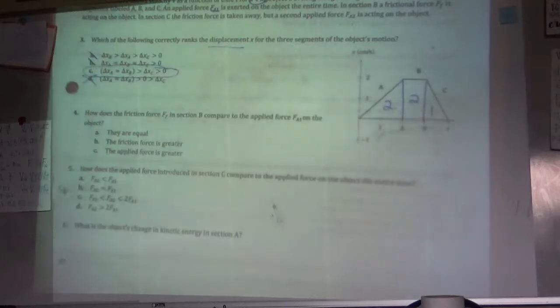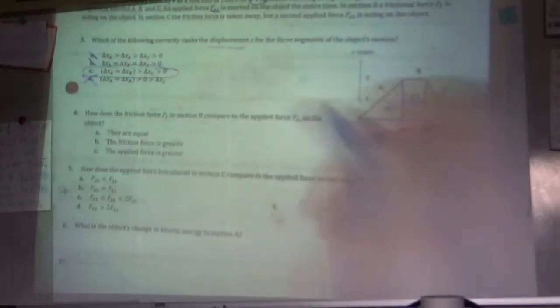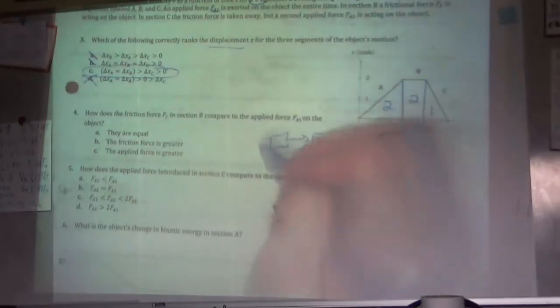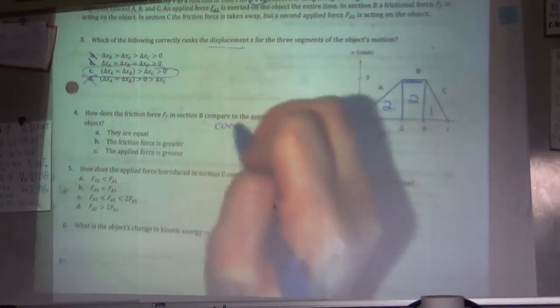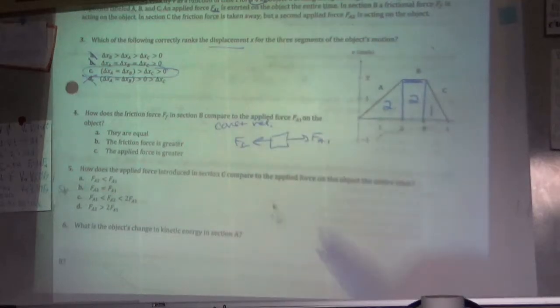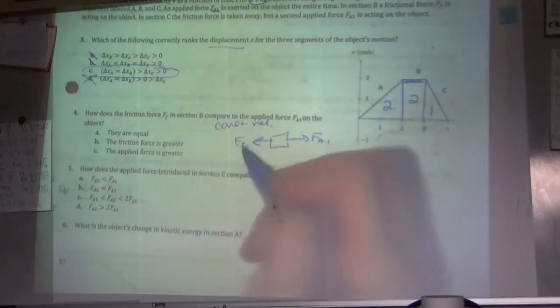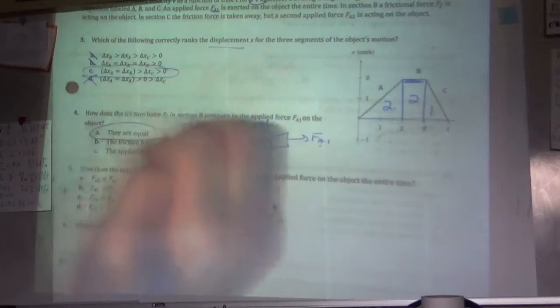How does the friction force in B compare to the applied force? Well, I have the applied force the entire time, and in B I now have a friction force. In B, it says that it's moving at a constant velocity. If it's moving at a constant velocity, that means the forces are balanced, so the friction force has to be equal to the applied force.